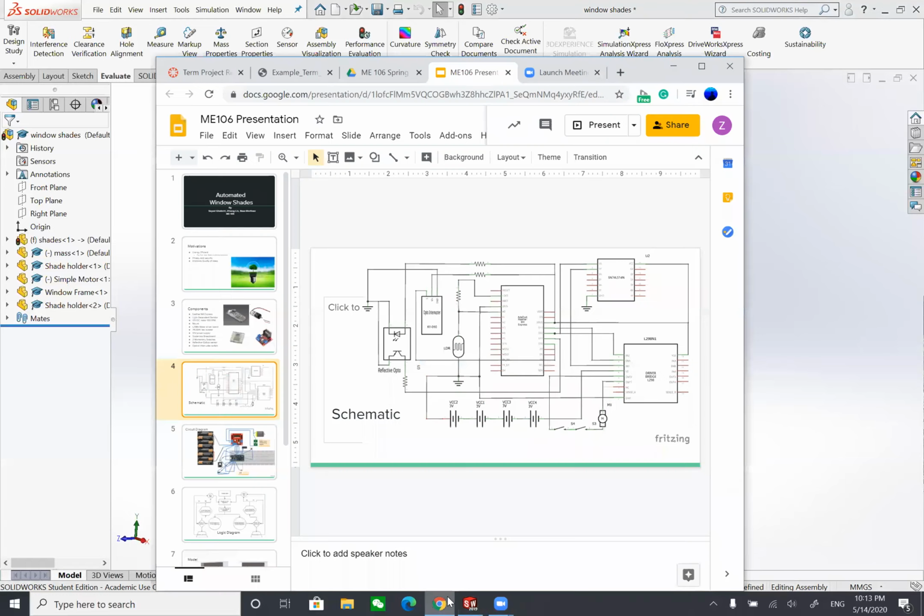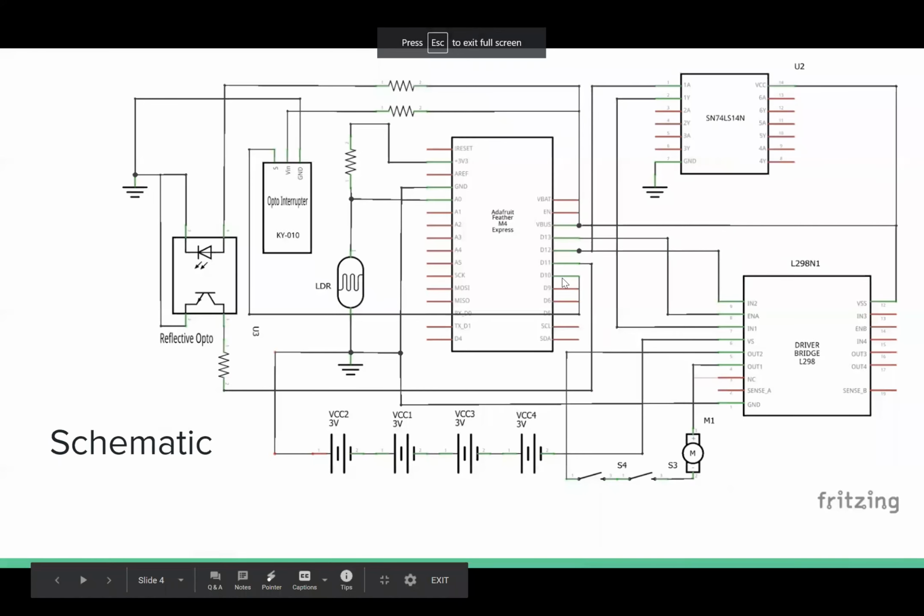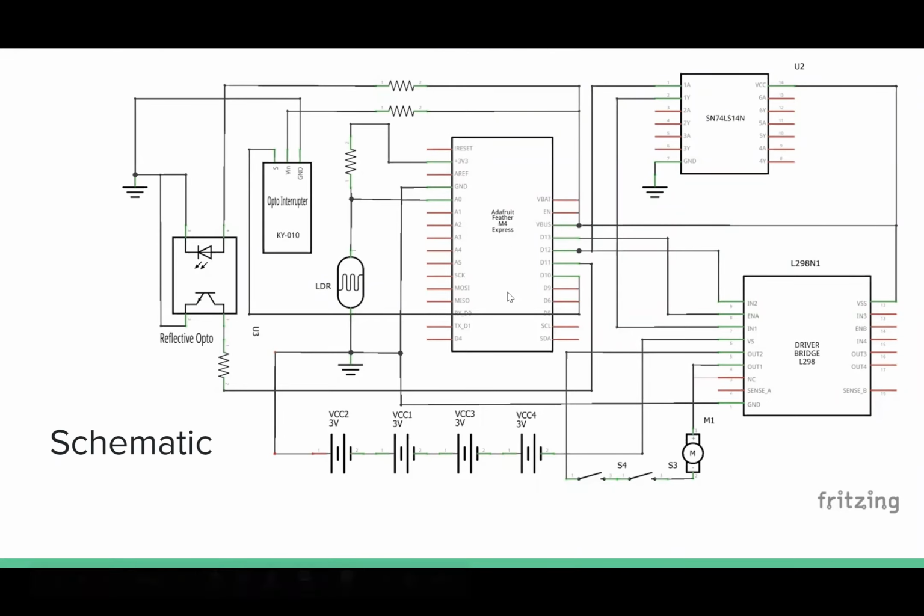For our electrical design, this is our schematic of the circuit setup. We have the feather board right in the middle. It is supplying 3.3 volts to a resistor and the photoresistor. Pin A0 is monitoring the voltage of the photoresistor. It reads higher voltage when there's more light falling onto the photoresistor.